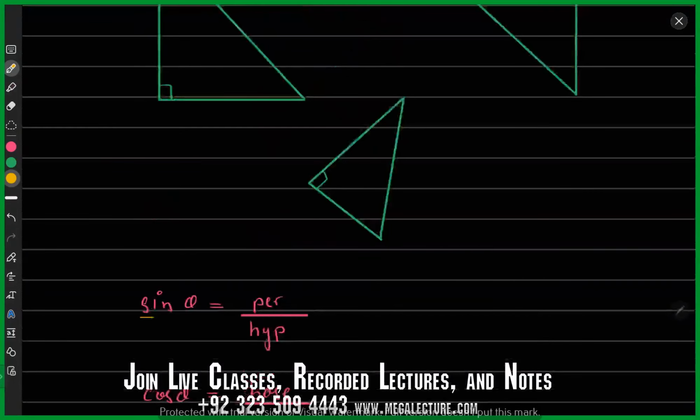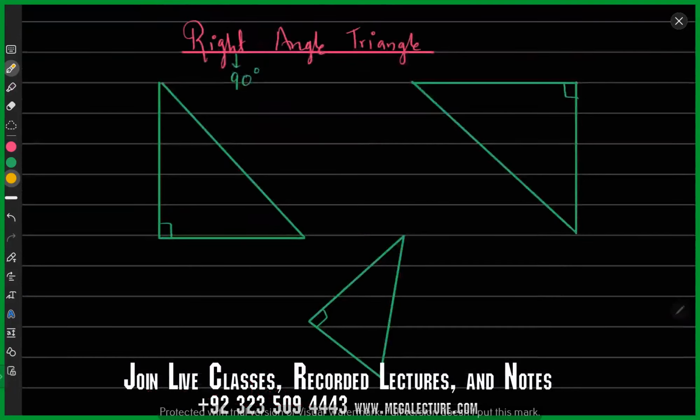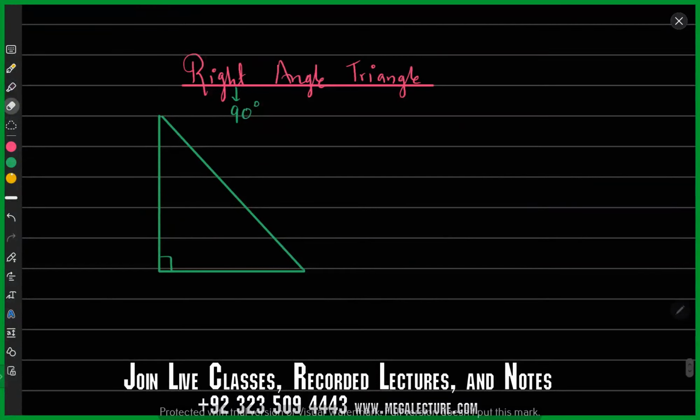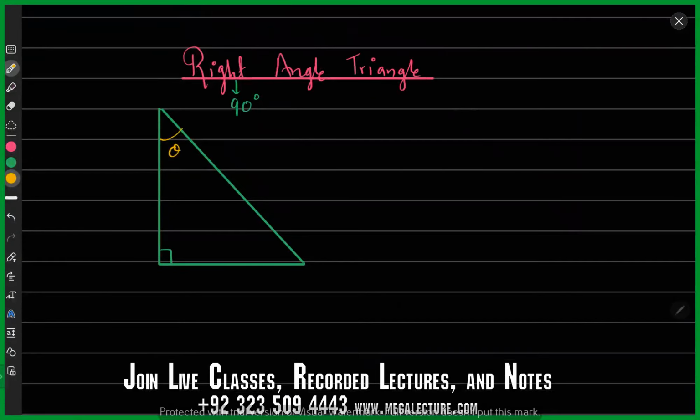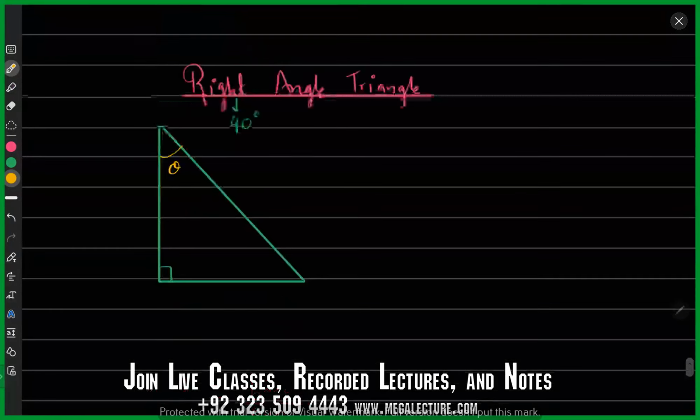Okay. Now let's just keep one triangle for our reference. Let's talk about this one. So for instance, this is my triangle, okay? Let's say this is my theta. What is theta? Here is theta. So this is my theta, okay? How do I label these sides now?